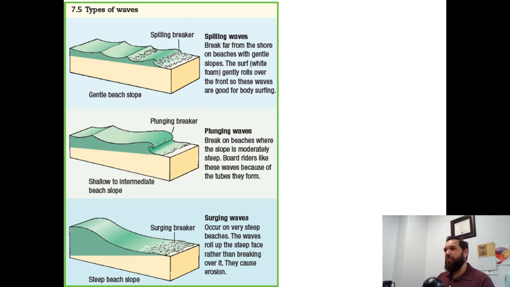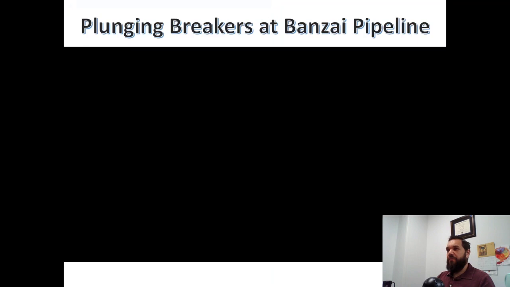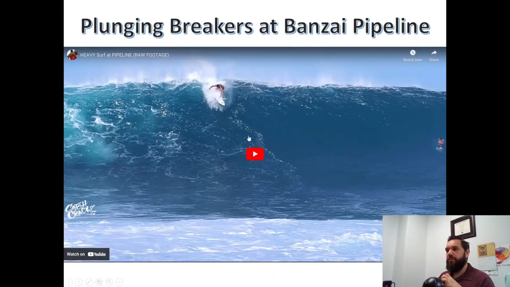You have different kinds of breakers. On gentle sloping beaches, you get kind of spilling waves where the wave is slowly breaking down. But when it's steeper, you get things like plunging breakers. You don't get things like that so much here in Corpus Christi because the continental shelf and the coastline here are pretty shallow. But places like Hawaii, definitely not the case.